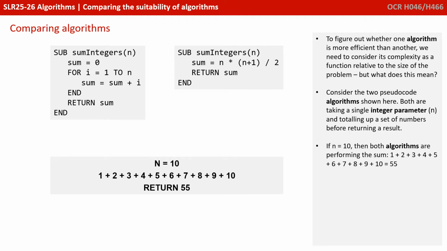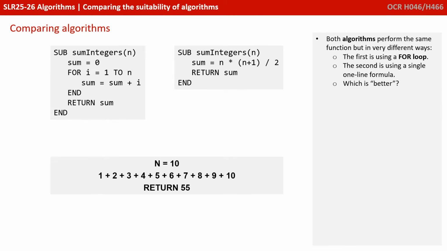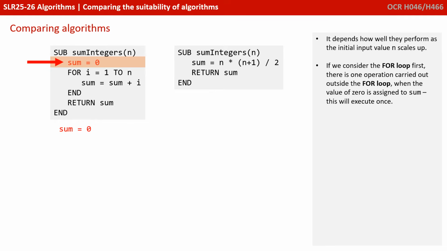Well, consider the 2 pseudocode algorithms shown here. Both are taking a single integer parameter n and totaling up a set of numbers before returning a result. If n equals 10, both algorithms perform the sum 1 plus 2 plus 3 plus 4 all the way through to 10, and return 55. Both algorithms perform the same function, but in very different ways. The first is using a for loop. The second is using a single one-line formula. So which is better? It depends how well they perform as the initial input value n scales up.